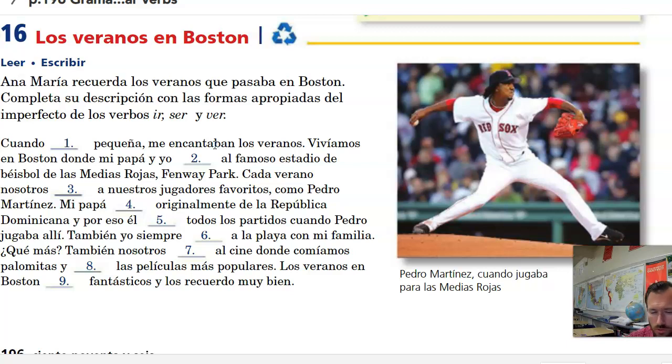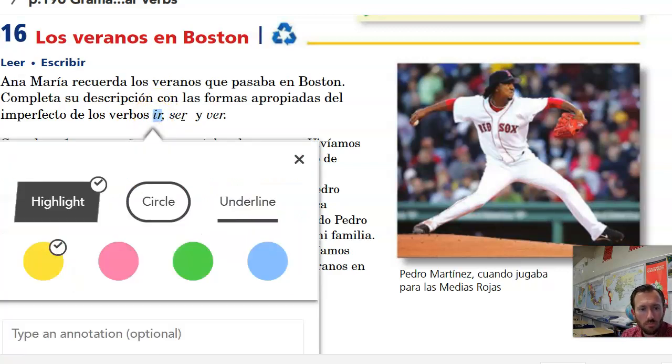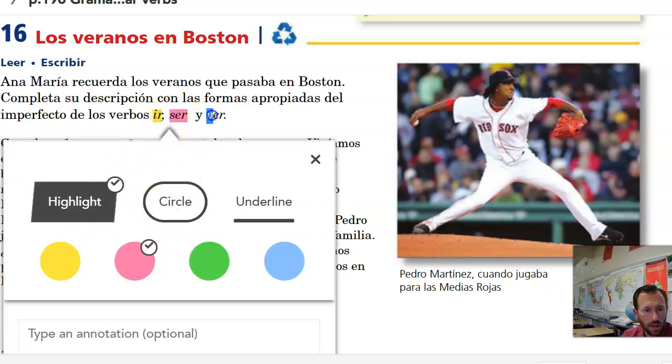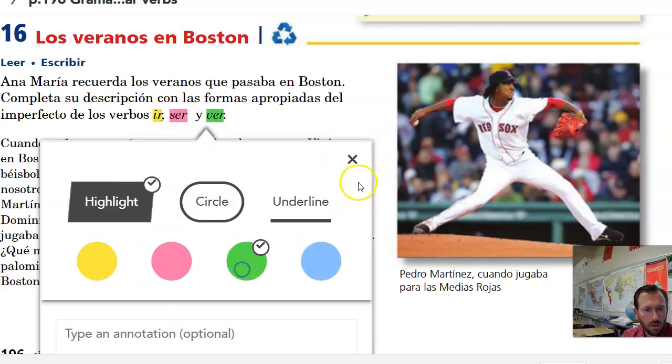So we're going to do the first 3 together, and then I'm going to have you do the rest on your own. Cuando blank pequeña, me encantaban los veranos. So we're looking for context clues to figure out to use the verb to go, to be, or to see. We'll kind of highlight those, the 3 different colors there.